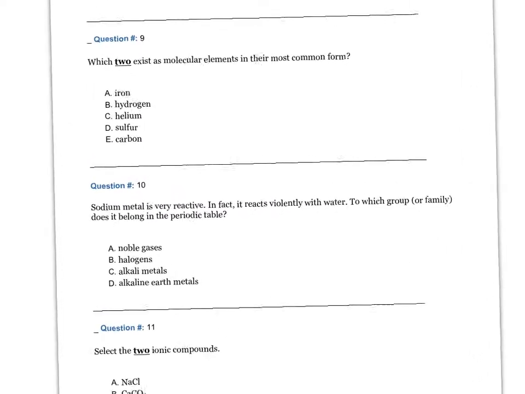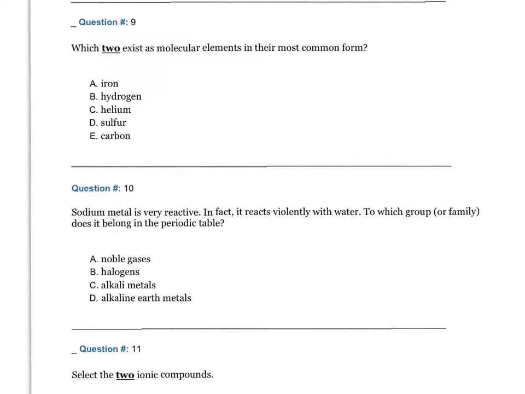Question number 9. Which 2 exist as molecular elements in their most common form? The answers are B, hydrogen. If you encounter it in nature, it's H2, and D, sulfur. It could be S4, S8. It is polyatomic.